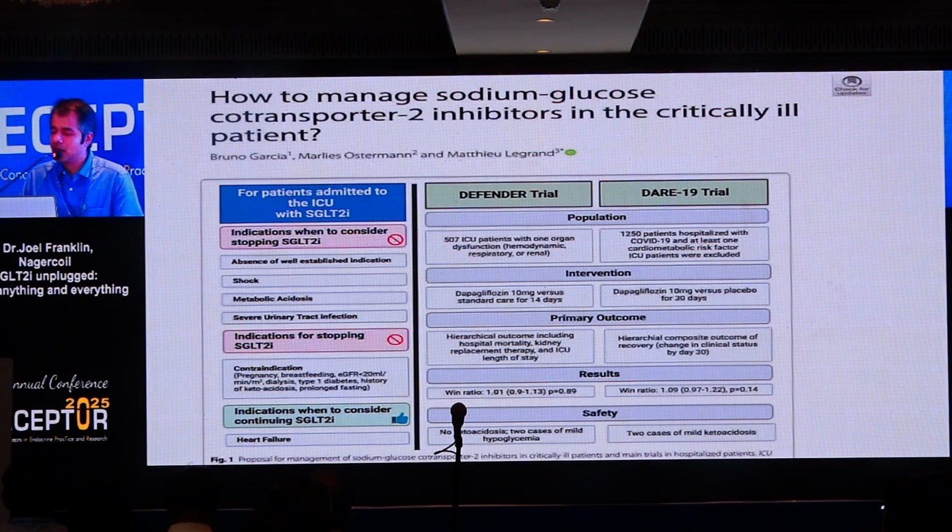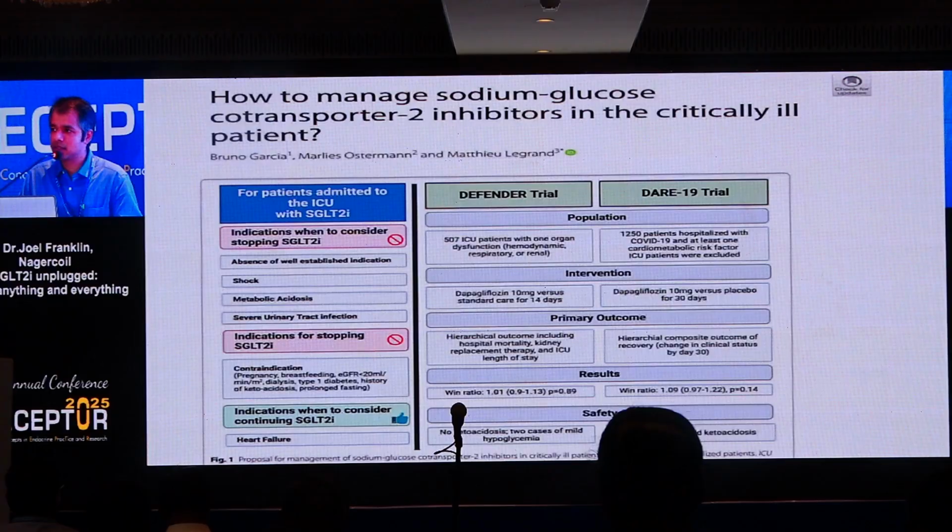So the major question is, if the patient is in ICU, everyone will be having a question whether SGLT2 will lead to euglycemic DKA, whether it will happen to every patient. So this was answered by the DEFENDER trial, which was published in the first week of July. Here around 507 ICU patients were included, and DAPA was administered. And here you can see that there was no ketoacidosis, and only 2 cases of mild hypoglycemia were observed. And there was no increased risk of AKI, and there was no mortality benefit also.